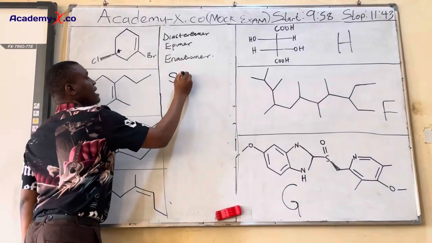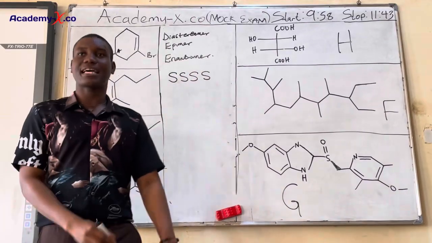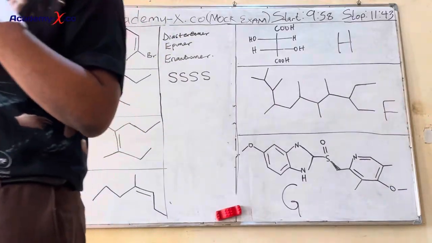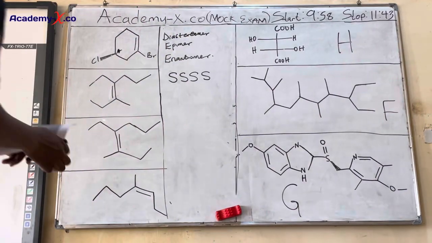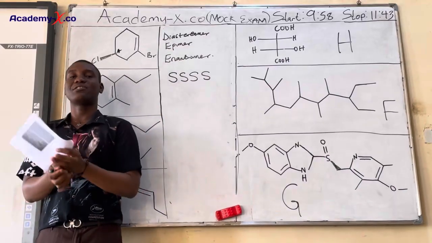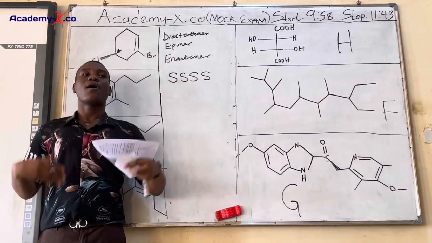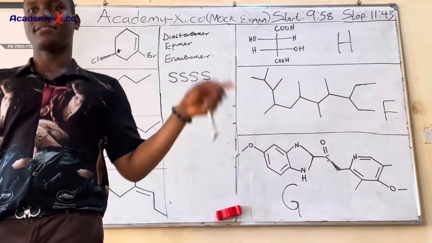S, S, S, S. We assign all absolute configurations to all the chiral centers, and we have S, S, S, S. Let's start doing a brain game. Now, give me examples of possible diastereomers I have for this compound.